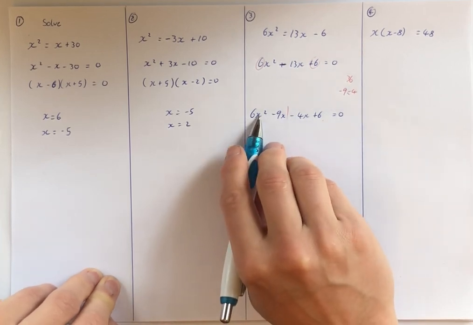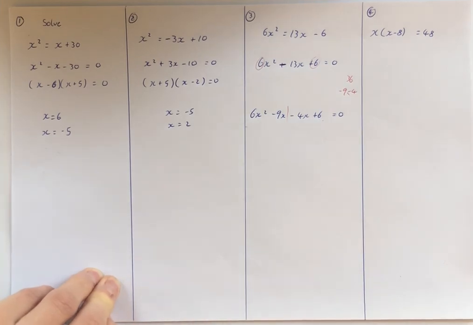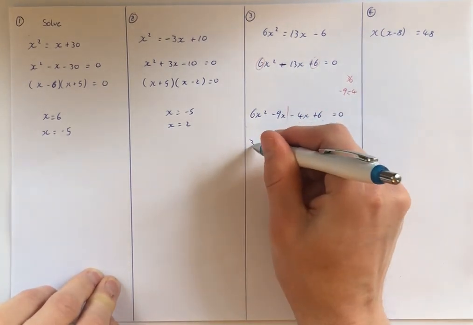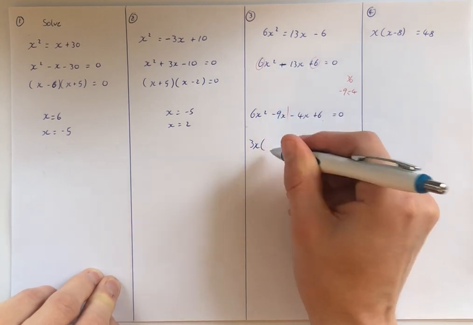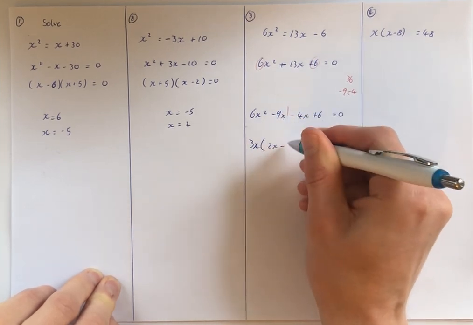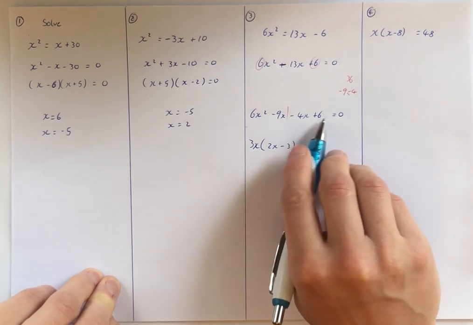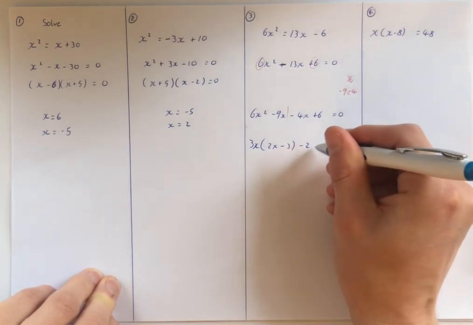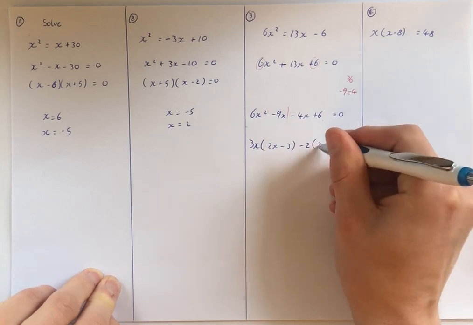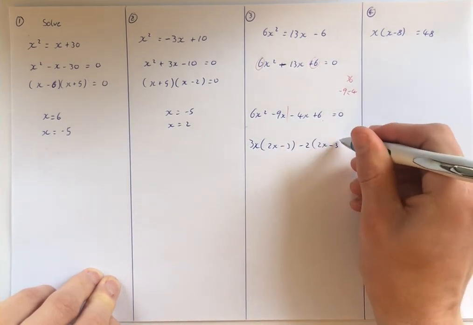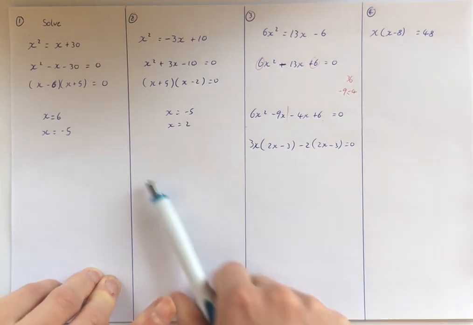So what can come out of 6x squared and minus 9x? A 3 and an x. So 3x comes out, leaving 2x minus 3. And I can take negative 2 out of both of these. So negative 2 comes out, leaving positive 2x and minus 3, still equal to 0.